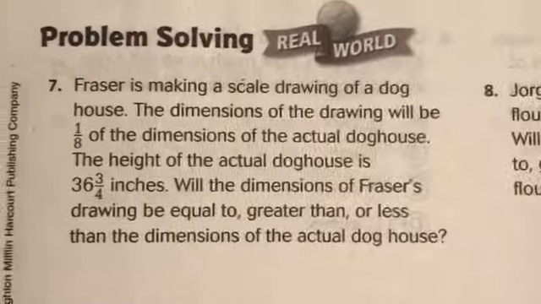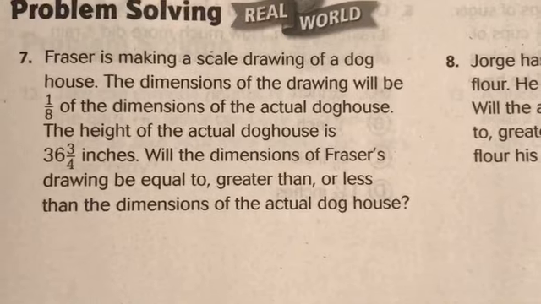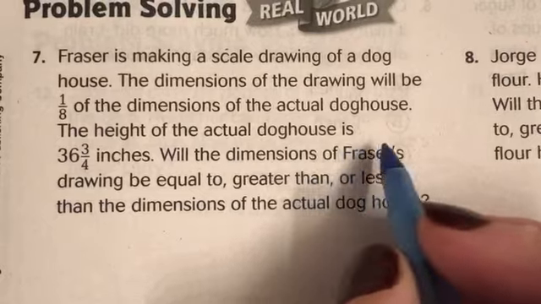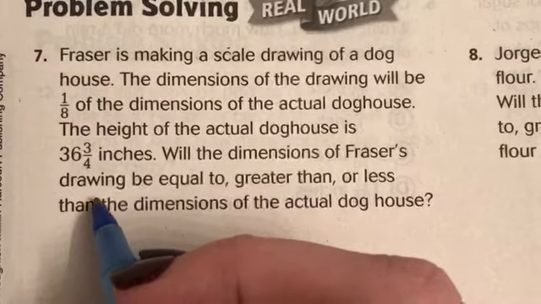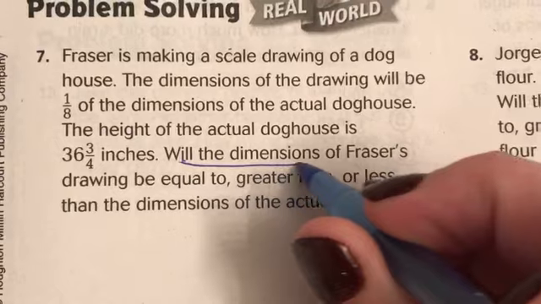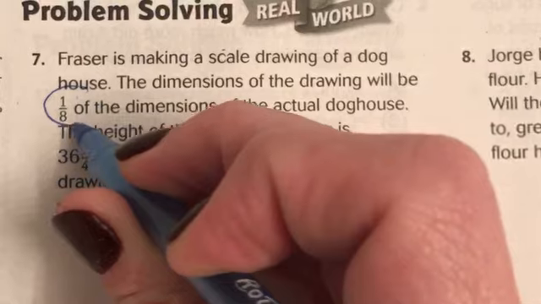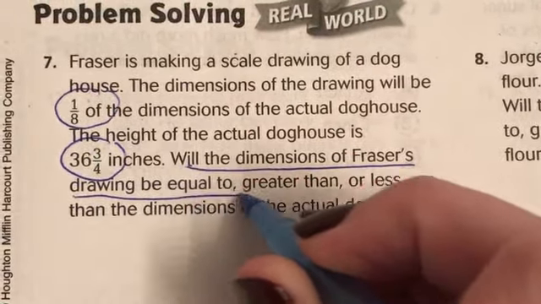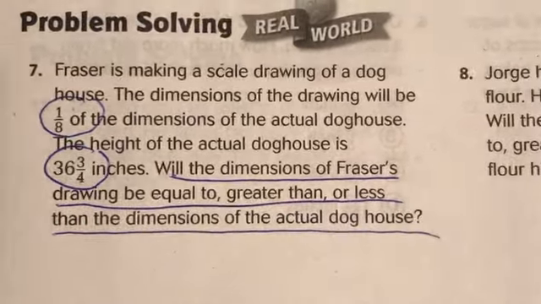All right, so let's look here. Number 7, Fraser is making a scale drawing of a dog house. The dimensions of the drawing will be 1/8 of the dimensions of the actual house. The height of the actual dog house is 36 3/4 inches. Will the dimension of Fraser's drawing be equal to, greater than, or less than the dimensions of the actual dog house? So we're going to start out by doing our cubes. So we're going to circle our numbers. We've got 1/8. 36 3/4. We got the question, which is, will the dimension of Fraser's drawing be equal to, greater than, less than the dimensions of the actual house?